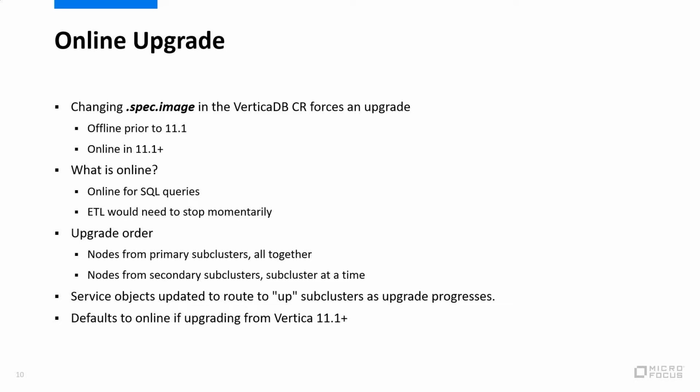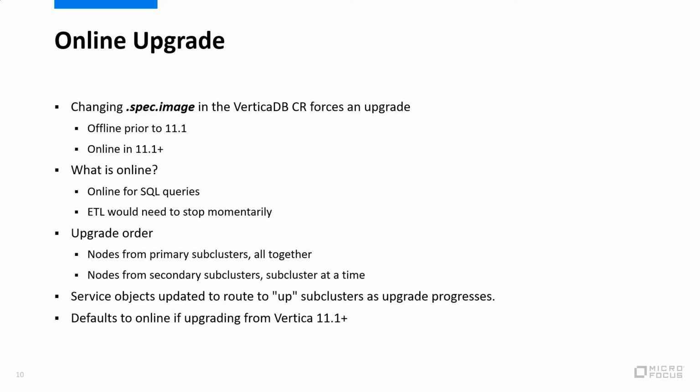So if you have a workload that does writes, such as an ETL, it must be taken offline for the upgrade to succeed. The way it works is that it will first stop all the nodes from the primary subclusters. This forces the nodes in any secondary subcluster into read-only state. It will then restart the primary nodes with the new image. We then proceed to stop, reschedule, and restart the secondaries. We do this one subcluster at a time.